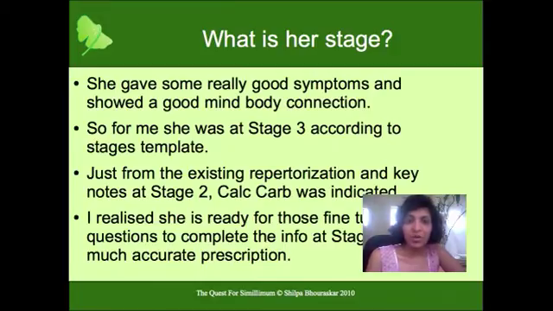So based on that case, which was about arthritis in an elderly woman, the stage we elicited was stage 3. The reason being, she gave us some really good mind and body connection symptoms. If you had not gone further and we just relied on whatever information the student had collected at that stage from the existing repertorization, some keynotes at stage 2 and 3, Calcarp was the indicated remedy for us.